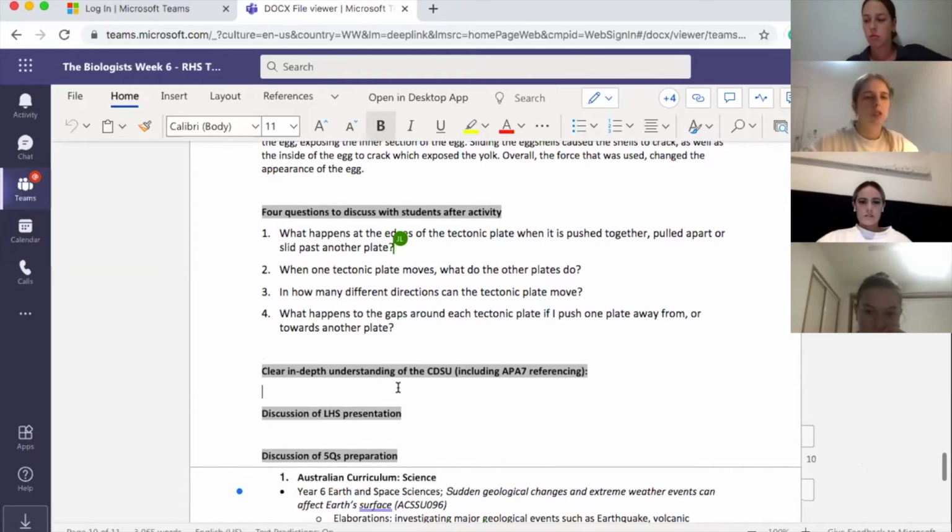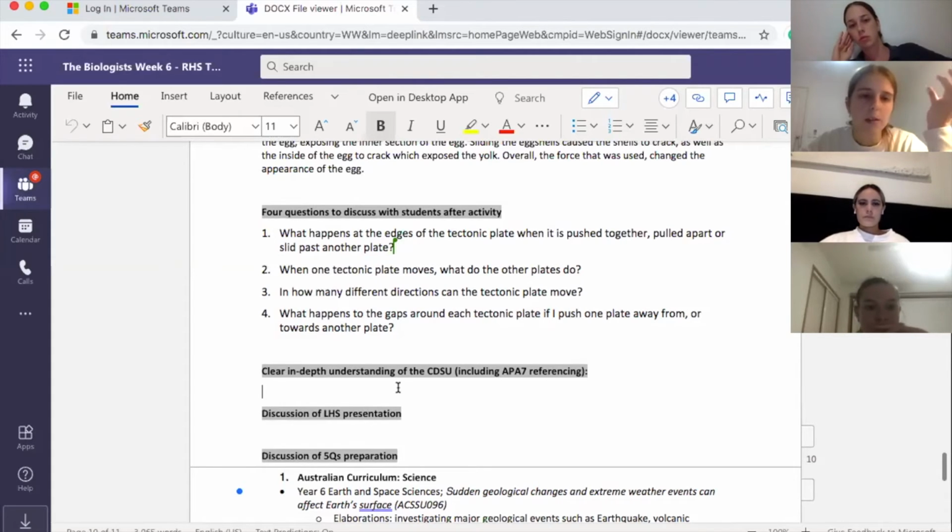So, the edges, they changed shape or got other color on them. When one plate moved, the other did as well, because we applied force to both. How many different directions? I guess with those examples, they would say all different directions. I know the CDSU, I think there's 3 or something, but they would say whatever because they don't really have stuff surrounding it. What happens to the gaps around? I don't know, it closes.